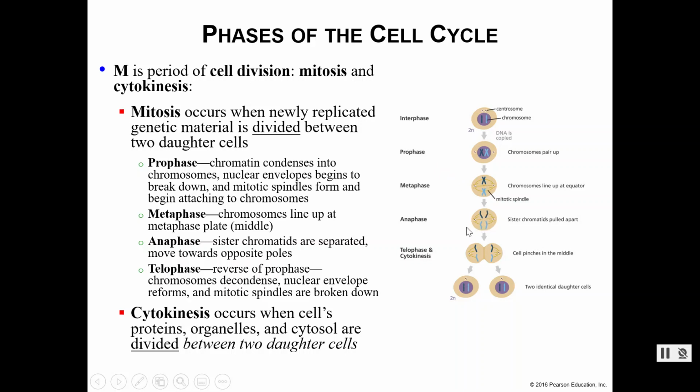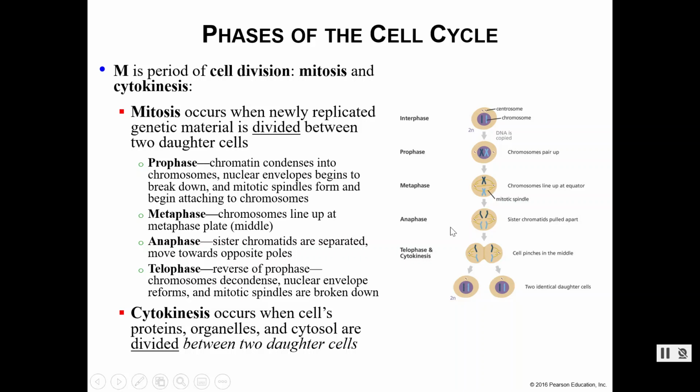So during anaphase, sister chromatids, which is what we call them when they are still connected, separate and they move towards opposite poles. Everything on the left will go over here to the left, everything on the right will move over here to the right. Now our last step of mitosis is telophase.